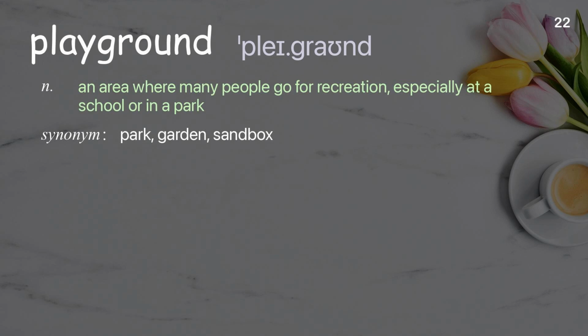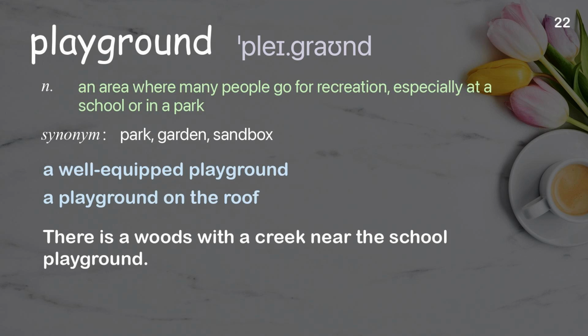Playground. An area where many people go for recreation, especially at a school or in a park. Examples: A well-equipped playground, a playground on the roof. There is a woods with a creek near the school playground.